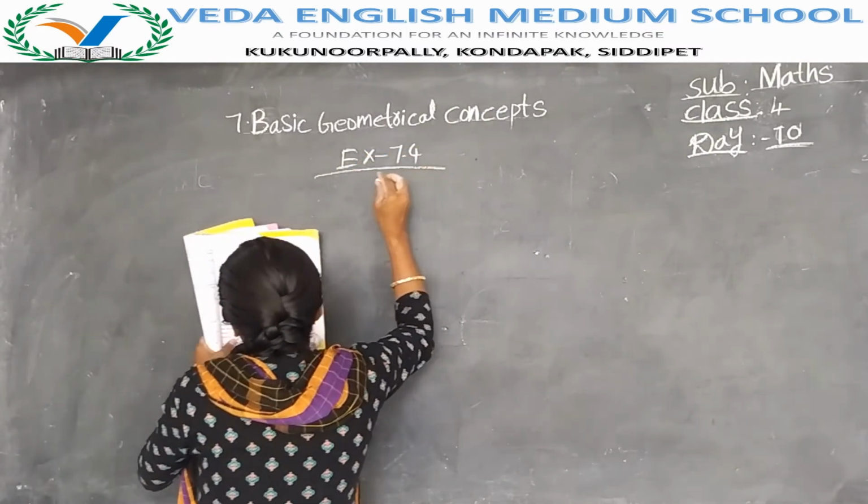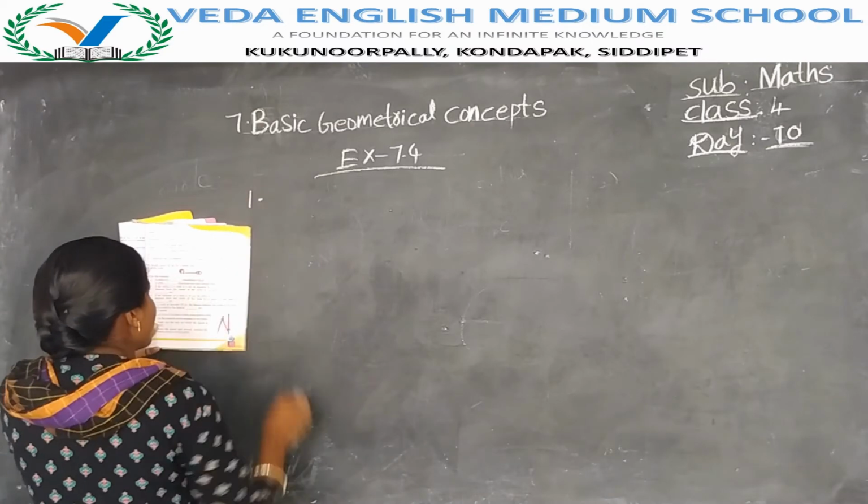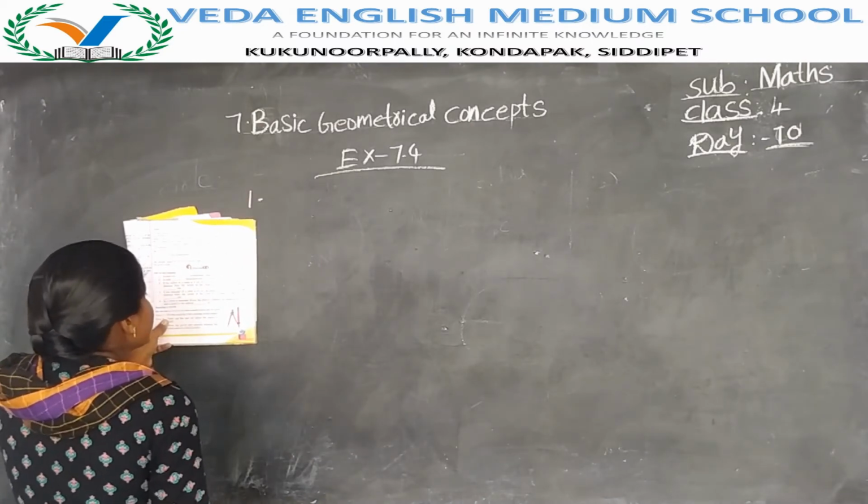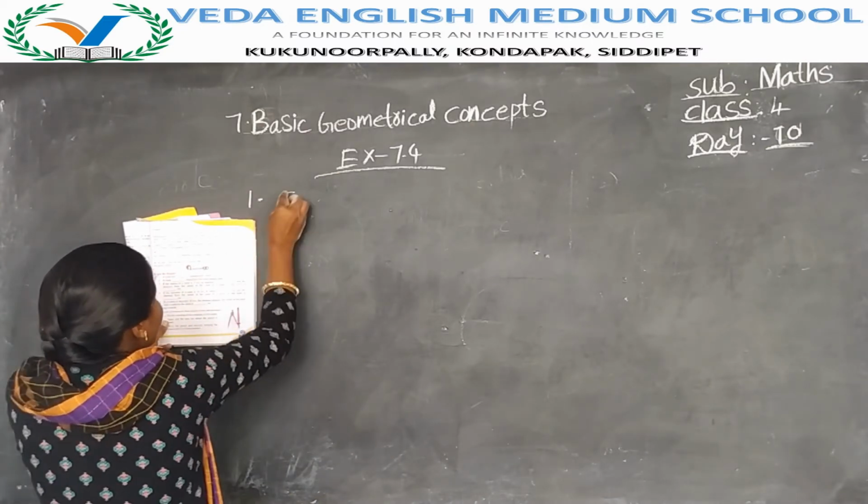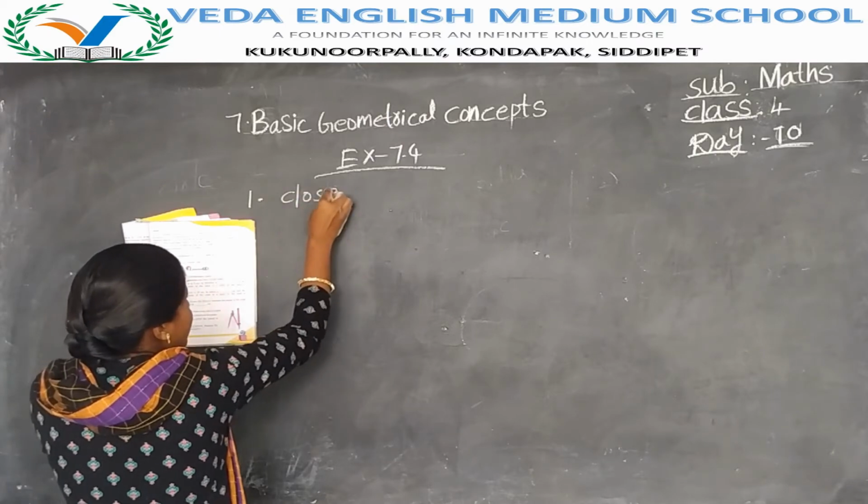Here they have given fill in the blanks only. I will write the answers. You have to write the answers. A circle is a closed or open figure. Closed figure. You have to tick for closed and in the fill in the blanks.